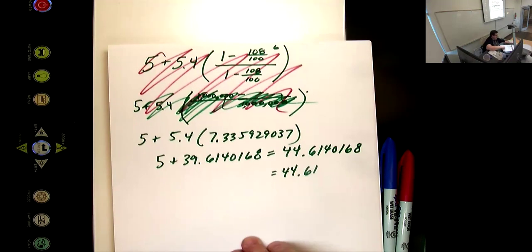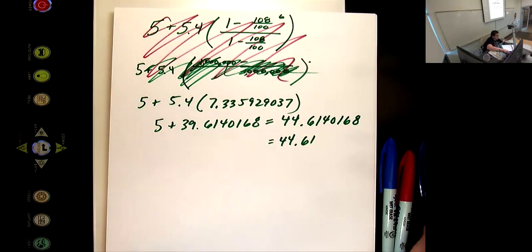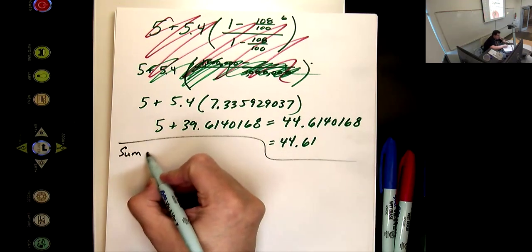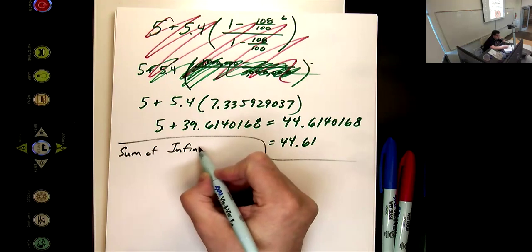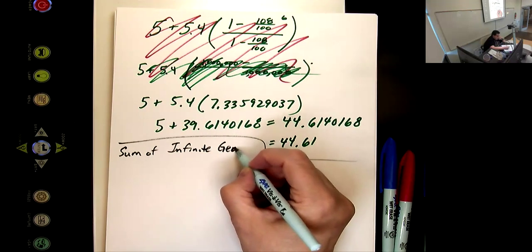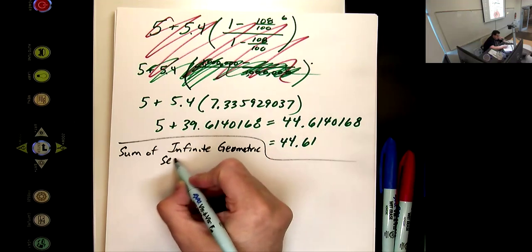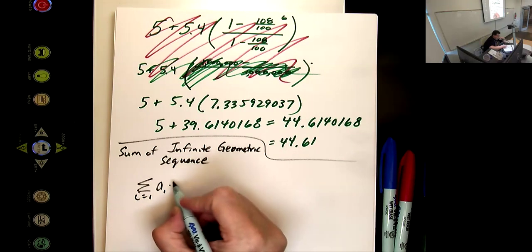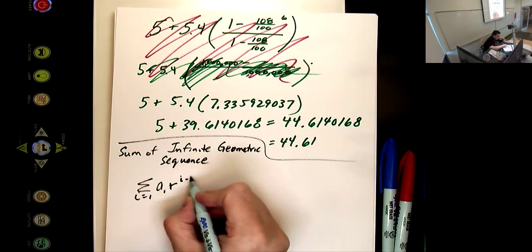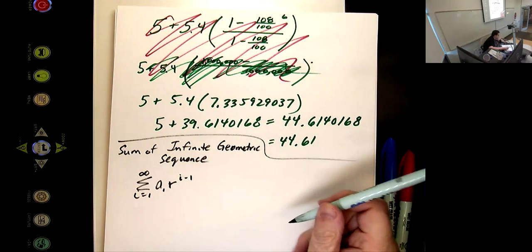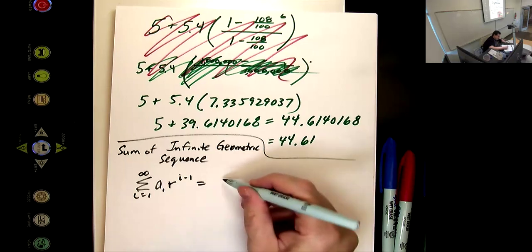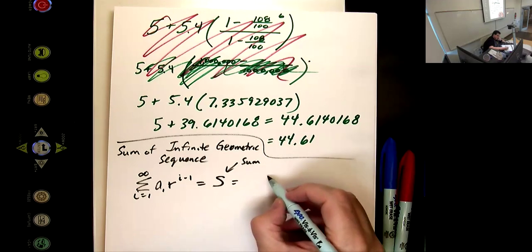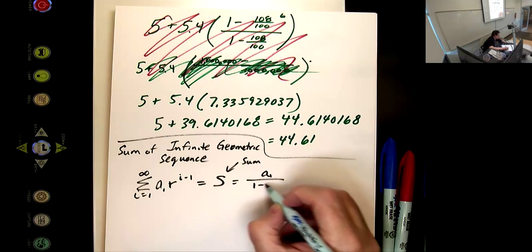Alright. That is finite sequences. Thankfully, the sum of an infinite geometric sequence is easier. Similar format: the sum from i equals 1 of a sub 1 times r to the i minus 1, but we're going to infinity now. Now we don't say S of n, we just say S, which is for sum. It is a sub 1 over 1 minus r.